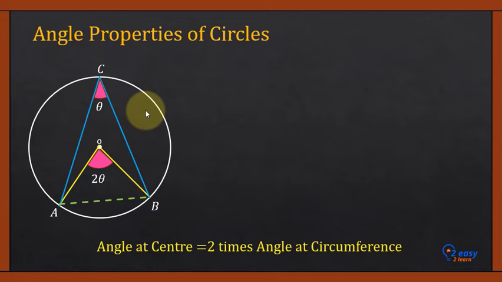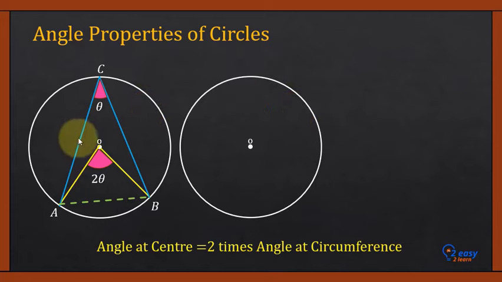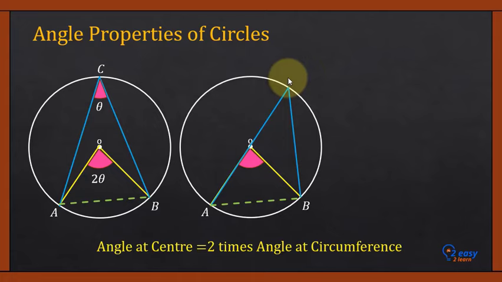I'm going to show you one more shape of the same property. Sometimes the lines are not shown, the chords are not shown in the question. This is the chord AB. I'm going to mark the green line. This line AB, which is called the chord, is making an angle at the center. The same chord is also making an angle at the circumference of the circle at point C. So both properties are the same, but the shape is a little bit changed.